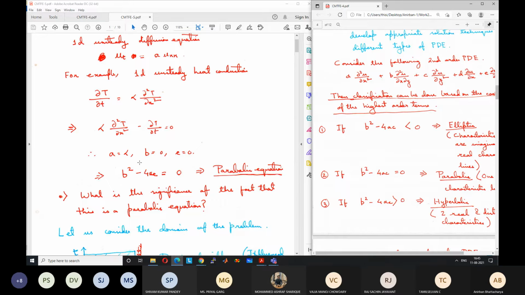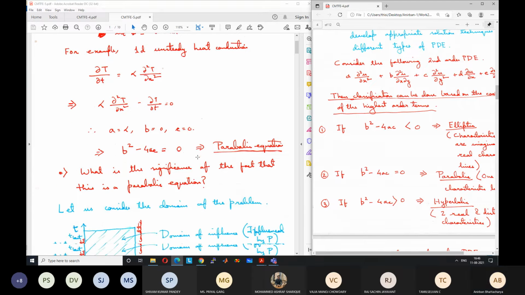So for this equation, A is equal to alpha, B is equal to 0 because there is no del square T del x del y term, and C is also 0 because there is no del square T del T square term. So we can write A equal to alpha, B equal to 0, C equal to 0, and B square minus 4AC is 0 minus 0. So it's a parabolic equation.